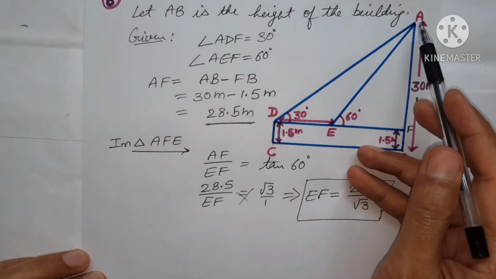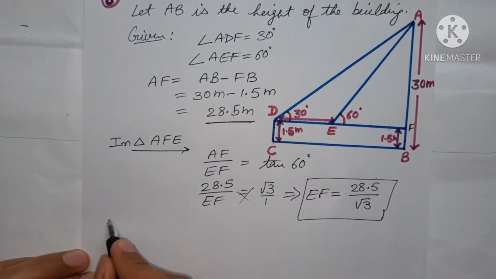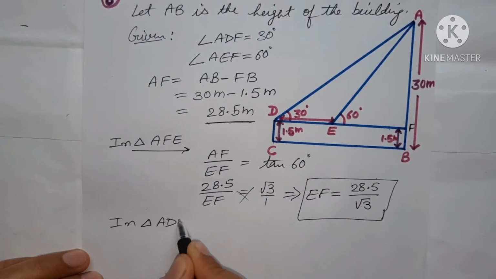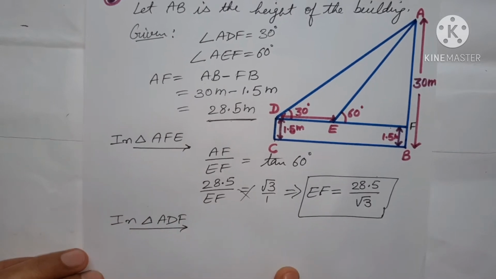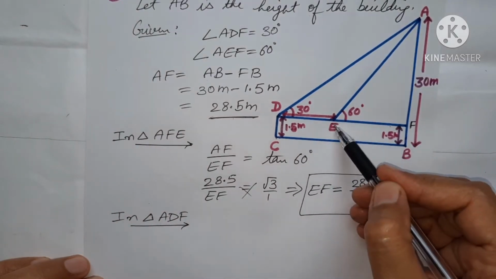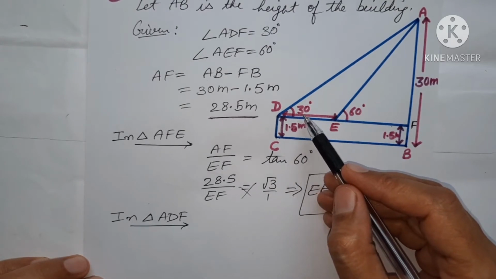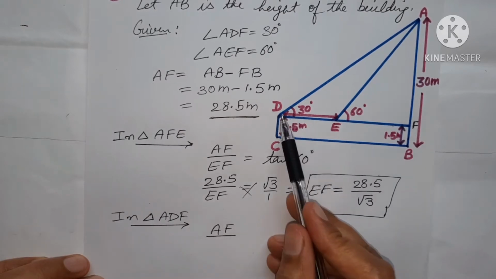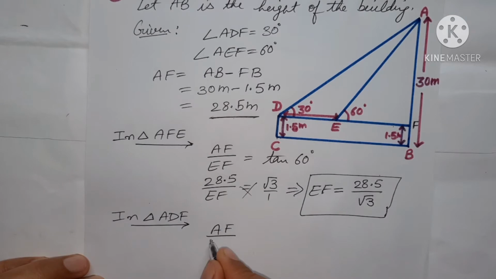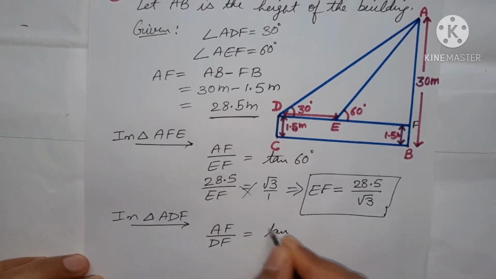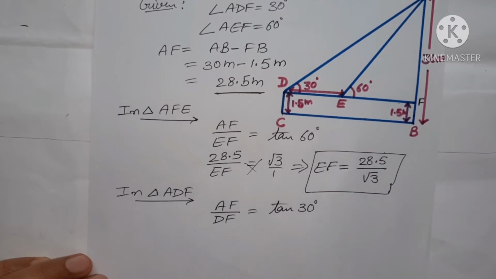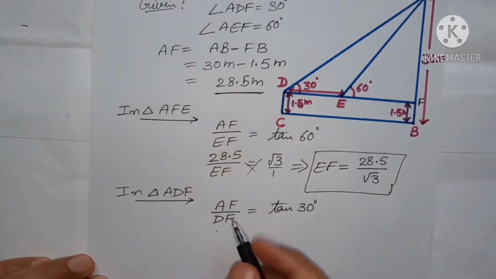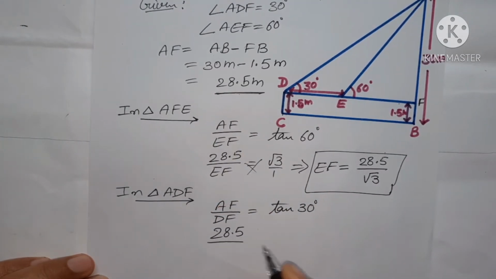Now we need to take the another triangle ADF. So we will write in triangle ADF. So in this triangle same relation, perpendicular and base we will take, but the angle is 30 degree. So we will write perpendicular is AF and base is from D to F. DF we will write, and angle is tangent 30 degree. So AF, again AF, value of AF is 28.5.